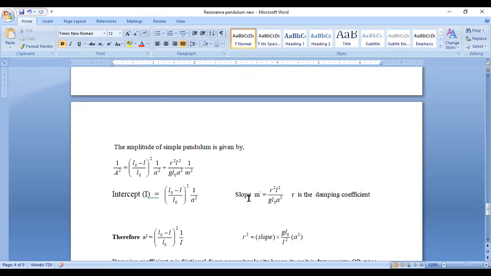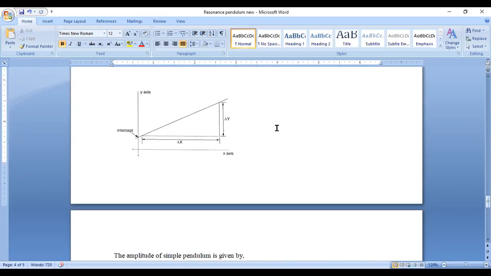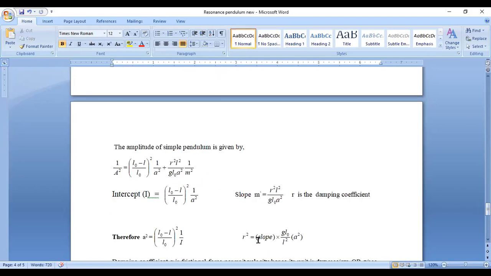And the slope is known to you. You calculate the slope, delta y by delta x, that is the slope. So you put the value of slope here, and you know the value of a square, you calculate the value of a square here. So you can calculate the value of r square.